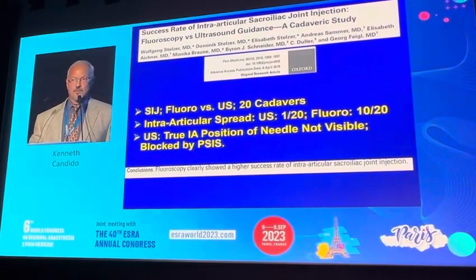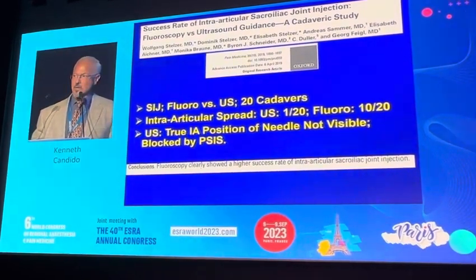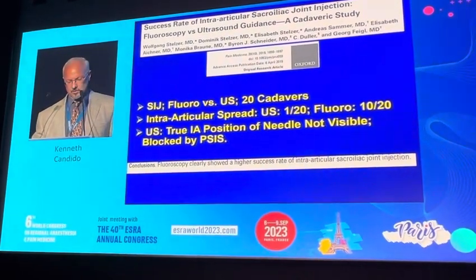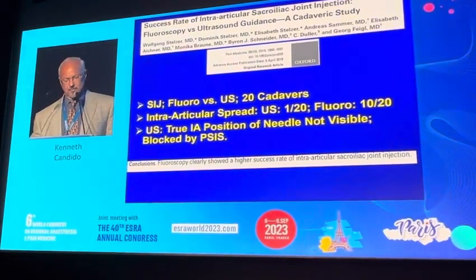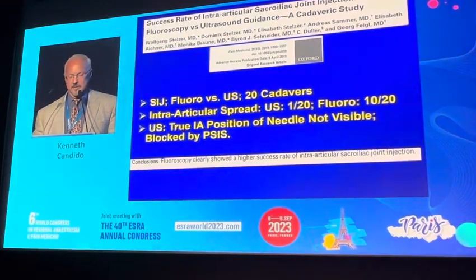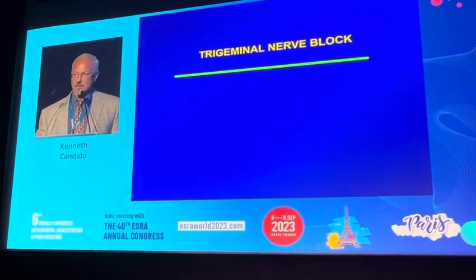10 out of 20 or 50% of the needles were appropriately placed versus only 1 out of 20 using ultrasound guidance for SI joint injections, and that was because the intra-articular position of the needle was not visible and was blocked by the posterior superior iliac spine. I'm going to finish up. This will be the last block I'll talk about in reference to time.